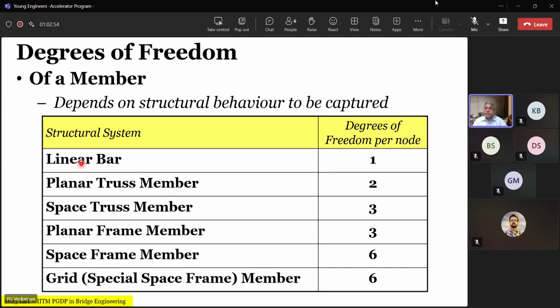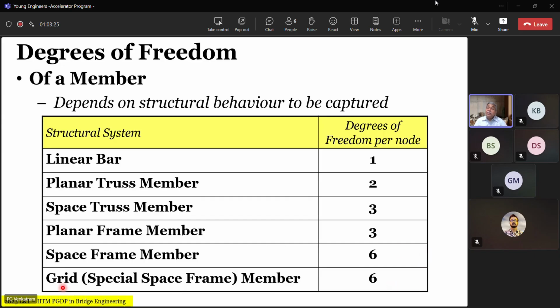So a linear bar will have 1 degree of freedom, which is essentially the axial deformation. There is no rotation at all, only an axial deformation, so 1 degree. A planar truss member will have 2 degrees of freedom. A space truss member will have 3 displacements only, no rotation. Then you have a planar frame, space frame, and grid or a special space frame member.